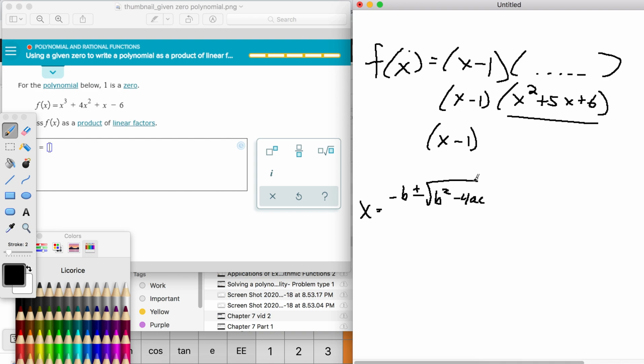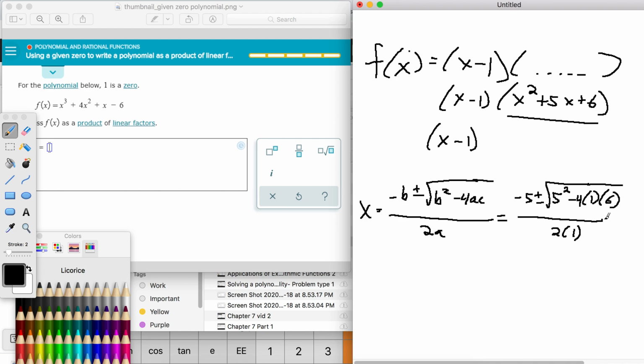So, a quick refresher. Here's the quadratic formula. A is the leading coefficient, so our A is 1. Our B is 5, and our C is 6. Okay, so if we simplify, we've got to figure out what's inside the radical first. The square root of 25 minus 24, over 2. So this is negative 5 plus or minus 1 over 2.